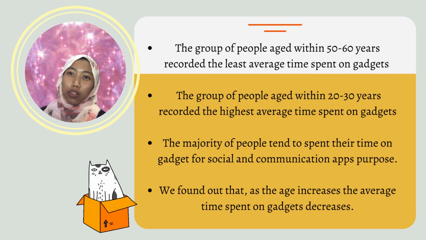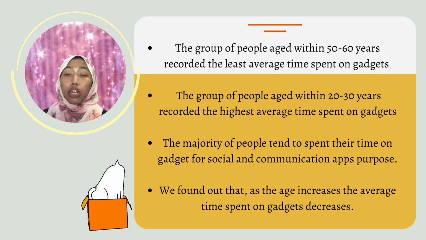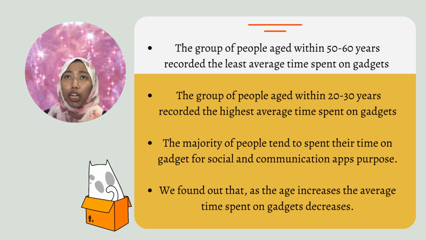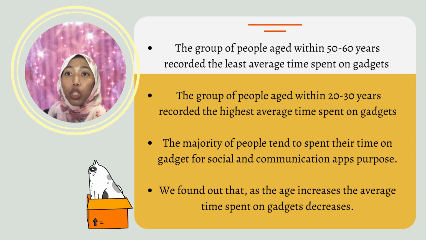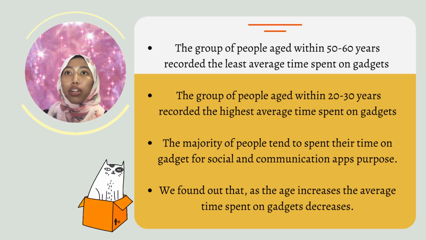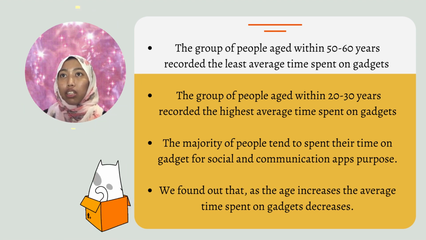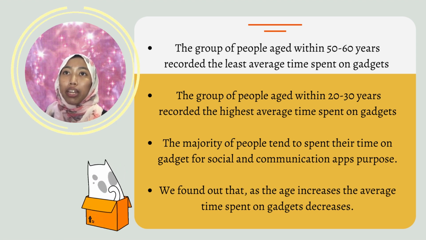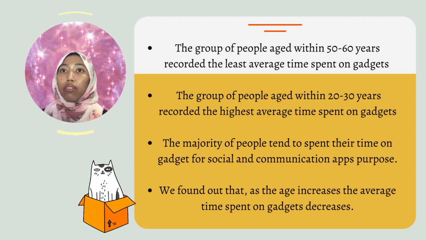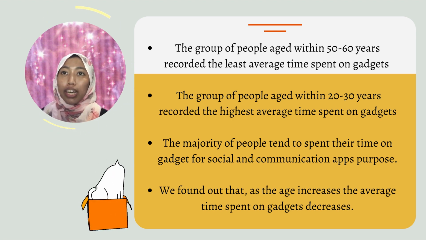So next for the conclusion: the group of people aged within 50 to 60 years recorded the least average time spent on gadget, and the second one is the group of people aged within 20 to 30 years recorded the highest average time spent on gadget, and the third one is the majority of people tend to spend their time on a gadget for social media and communication app purpose. And the last one, we found out that as the age increases, the average time spent on gadget decreases.